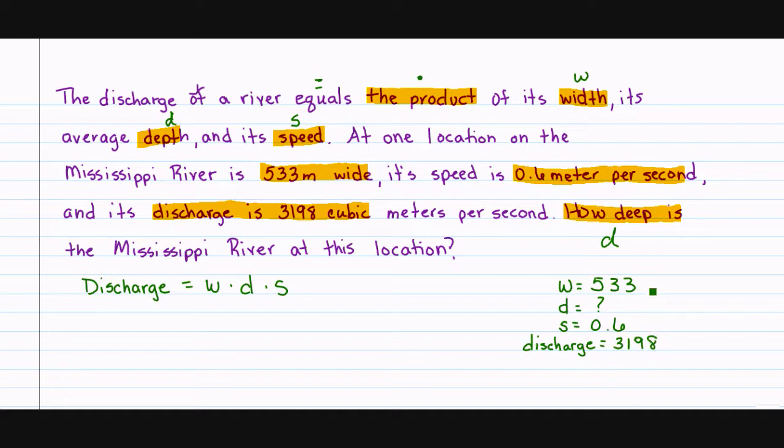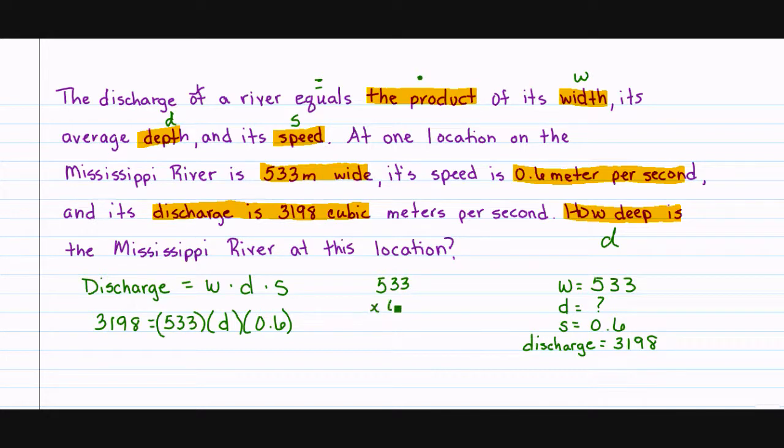Now I'm going to put this information into my formula. My discharge is 3,198 equals my width is 533. I don't know the depth. That's what I'm trying to find out. And the speed is 0.6. So I need to multiply these two together first.